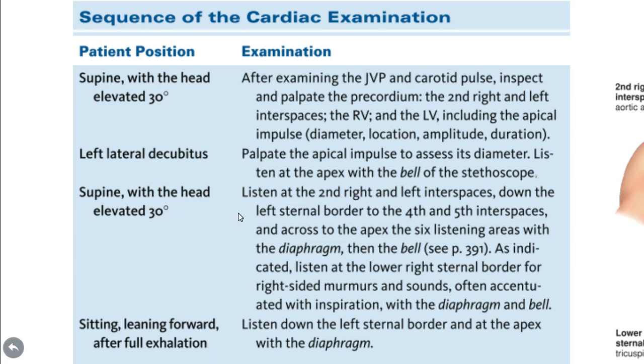This is used in a patient with a low pitch murmur, like mitral stenosis. Then the patient is elevated at a 30 degree angle. Listen at the second right and left intercostal spaces down to the left sternal border. You have to listen to all six listening areas with the diaphragm. There's no set order. You can start either from the apex or the base, but most of the time it starts at the apex. Then try to appreciate right-sided murmurs, which are usually accentuated with inspiration and other maneuvers.